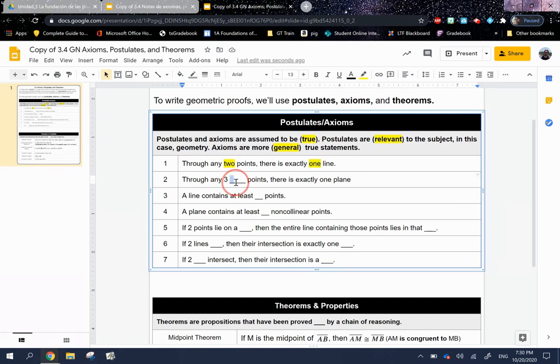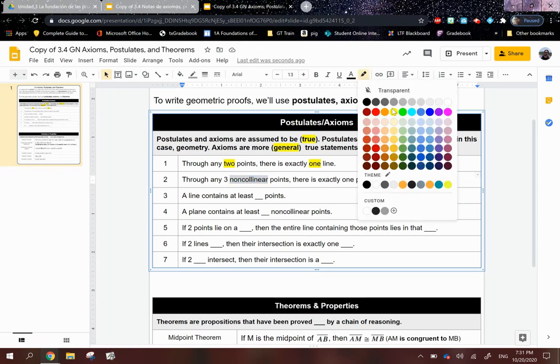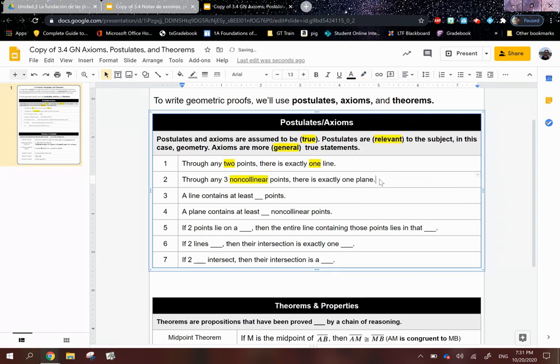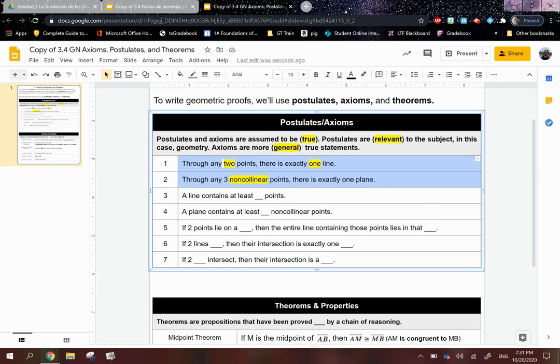Now through any three non-collinear points, there is exactly one plane. Remember that the word non-collinear means that these three points are not on the same line. They are all on different lines. So if I have any three points that are non-collinear, then those three points can form exactly one plane. We kind of talked about these two way back in undefined terms. So that's where that knowledge comes from, the two axioms here.